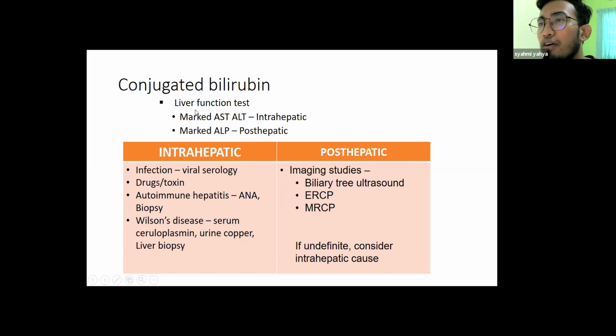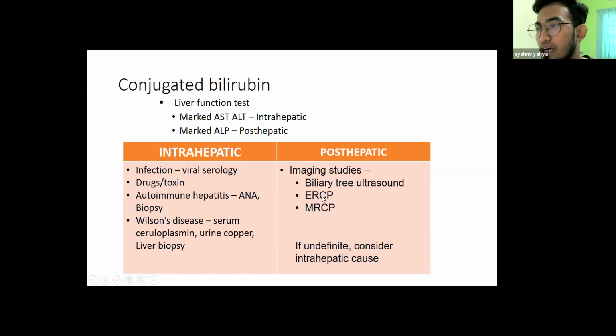So if the liver function test results in marked increase in alkaline phosphatase, it may suggest post-hepatic. By marked increase, I mean like 3 times more than normal value. So we proceed with imaging studies. Because it's surgical, so it's very structural. So we check for the structure of the biliary tree.